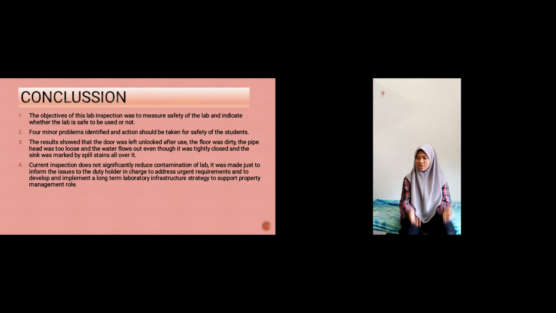To summarize all of our lab inspection, the objective is to measure the safety of the lab and indicate whether the lab is safe to be used or not. There are 4 minor problems identified and action should be taken for safety of the users of the lab. The results show that the door was left unlocked after use. The floor was dirty, the pipe head was too loose, the water flows out even though it was tightly closed, and the sink was marked by spill stains all over it.